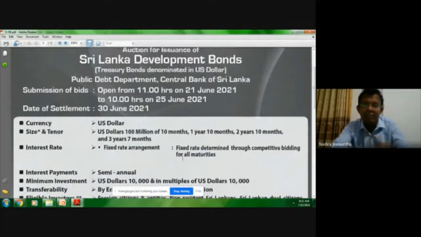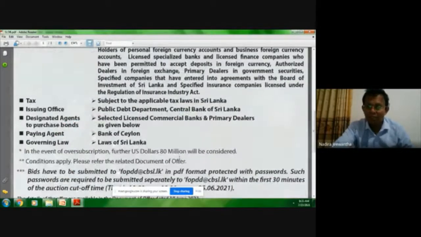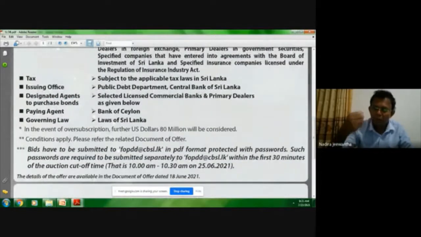Why? This is not scriptless. You don't have a system here, and you have to submit your bids physically, paper based. You fill the application and hand it over to the Central Bank of Sri Lanka. Physically you go and hand it over.